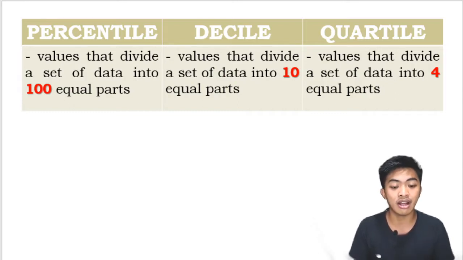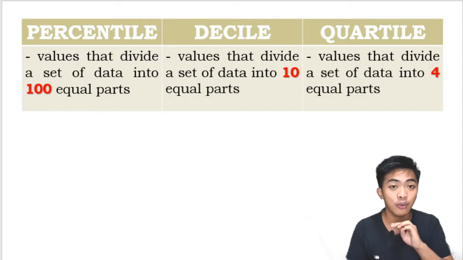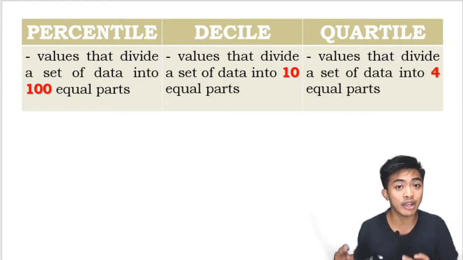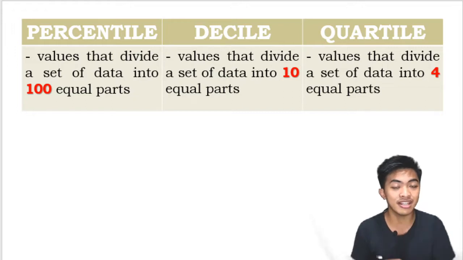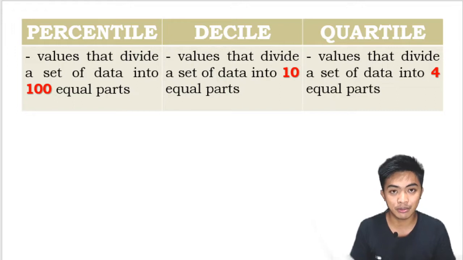Quartile naman are values that divide a set of data into 4 equal parts. Kaya nga diba, in one school year, there are 4 quarters. Okay? Kapag ka-quarter, 4. Quartile, 4 equal parts. And median, which we talked about in the measures of central tendency, we can also classify it under measures of position because median divides the dataset into 2 equal parts.